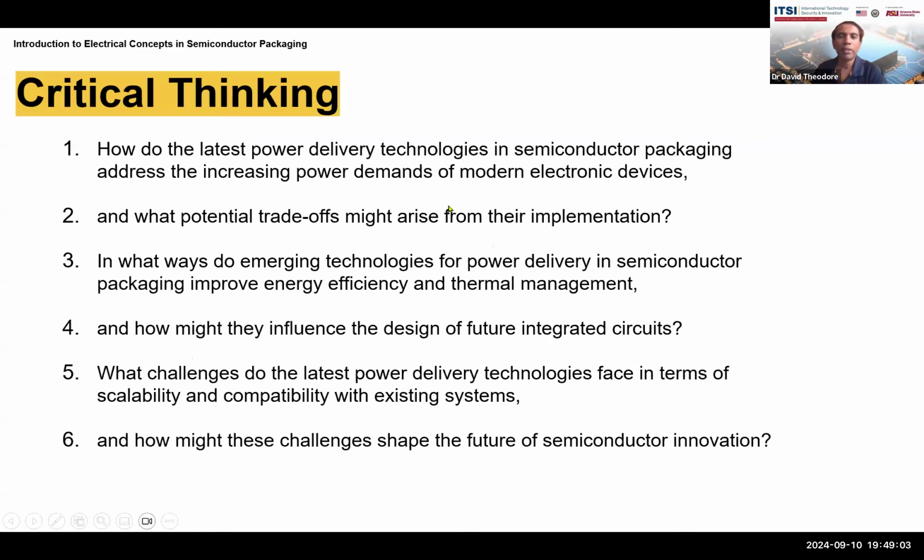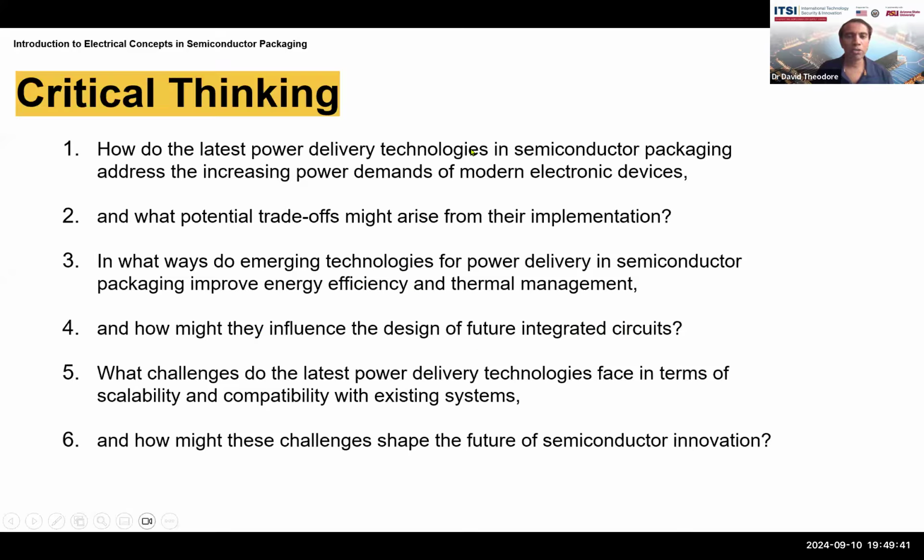So in terms of critical thinking, for you to consider: how do the latest power delivery technologies in semiconductor packaging address the increasing power demands of modern electronic devices? We have talked about several examples. What potential trade-offs might arise for the implementation? One obvious trade-off is cost. The more complex, the higher the cost, just as an example. But there are other trade-offs. In what ways do emerging technologies for power delivery improve the energy efficiency and thermal management? And how would they influence the direction of the design of future integrated circuits?